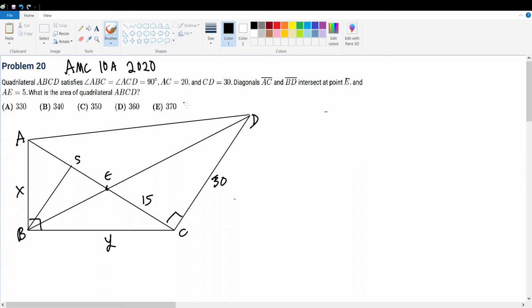AMC 10A 2020 problem 20. Quadrilateral ABCD satisfies angle ABC is equal to angle ACD is equal to 90 degrees. AC is 20, CD is 30. Diagonals AC and BD intersect at point E, and AE is 5. What is the area of the quadrilateral?